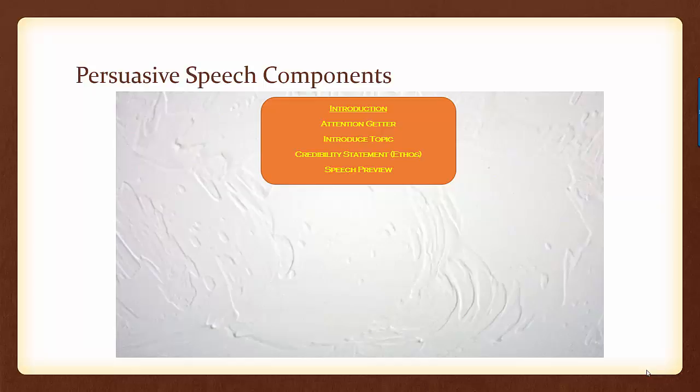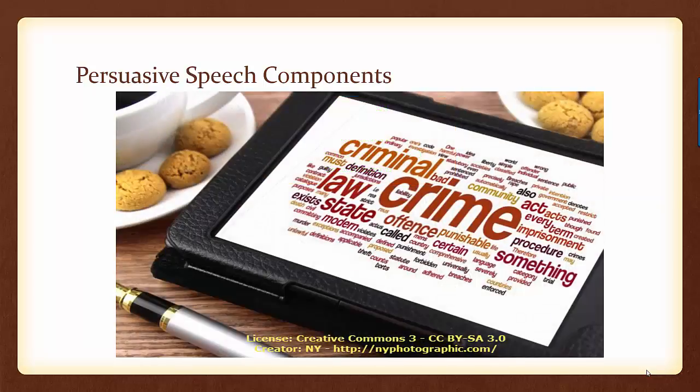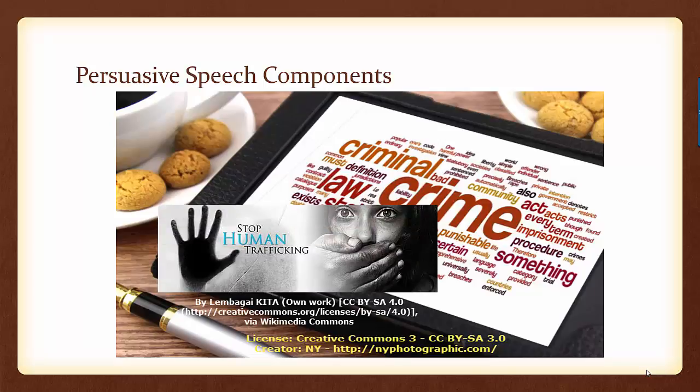Never start your speech by saying, "Hi, my name is." Use an attention getter. For example, you may say, according to Secretary of State John Kerry, there is a crime wave that impacts more than 20 million people and profits exceed $150 billion a year. What is this crime? Human trafficking or modern-day slavery. This will attract attention to your audience, and your audience will be able to relate to what you're saying. This also serves to introduce your topic.